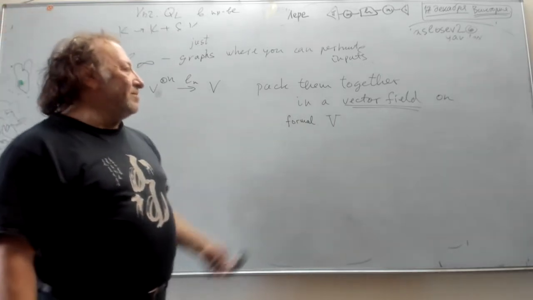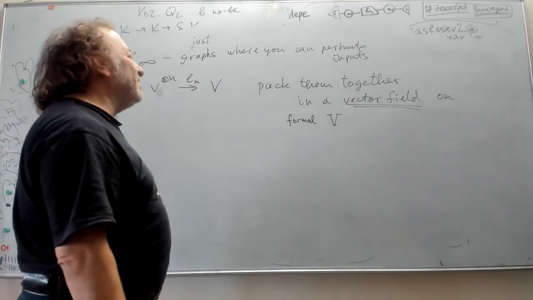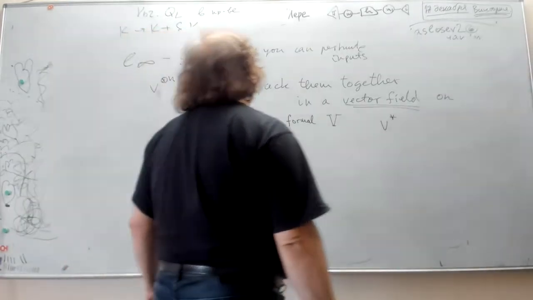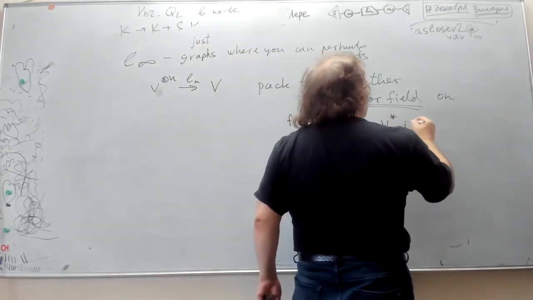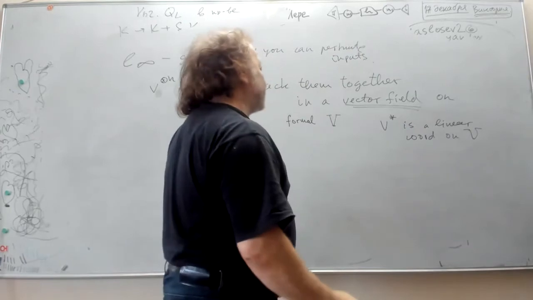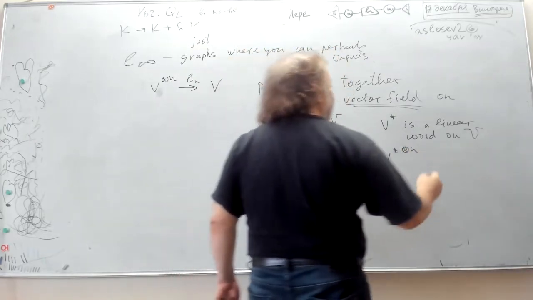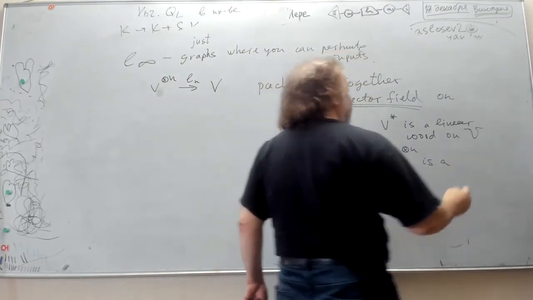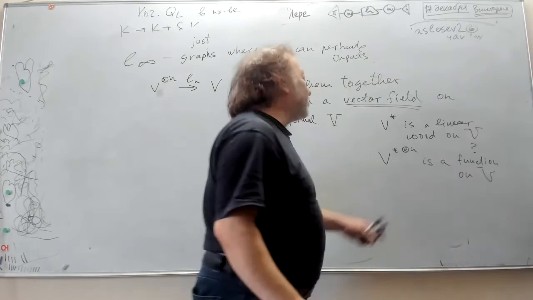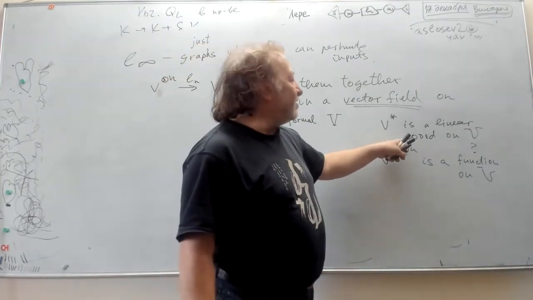So you may ask, what do I mean by formal V? If I have V, a vector space, a linear space, I have V star. So V star is a linear coordinate on V, okay? And then V star tensor M is a what? A function on V. So let me question. It's a linear coordinate, so it's a function.